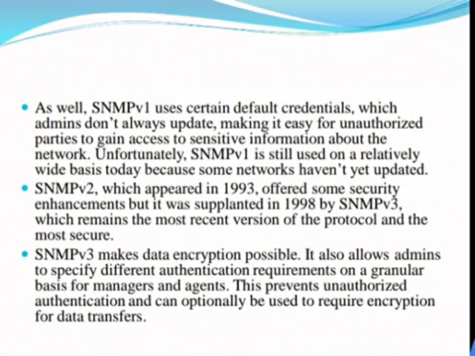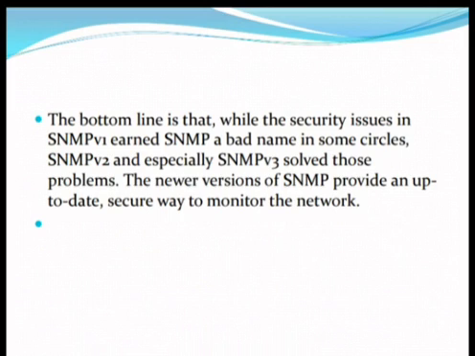Unfortunately, SNMPv1 is still used on a relatively wide basis today because some networks haven't updated. SNMPv2, which appeared in 1993, offered some security enhancements but was supplemented in 1998 by SNMPv3, which remains the most recent version of the protocol and the most secure. SNMPv3 makes data encryption possible. It also lets admins specify different authorization requirements on a granular basis for the manager and agent. This prevents unauthorized authentication and can optionally require encryption for the data. The bottom line is that while security issues in SNMPv1 earned SNMP a bad name in some circles, SNMPv3 especially has solved those problems. The newer versions of SNMP provide an up-to-date, secure way to monitor networks.